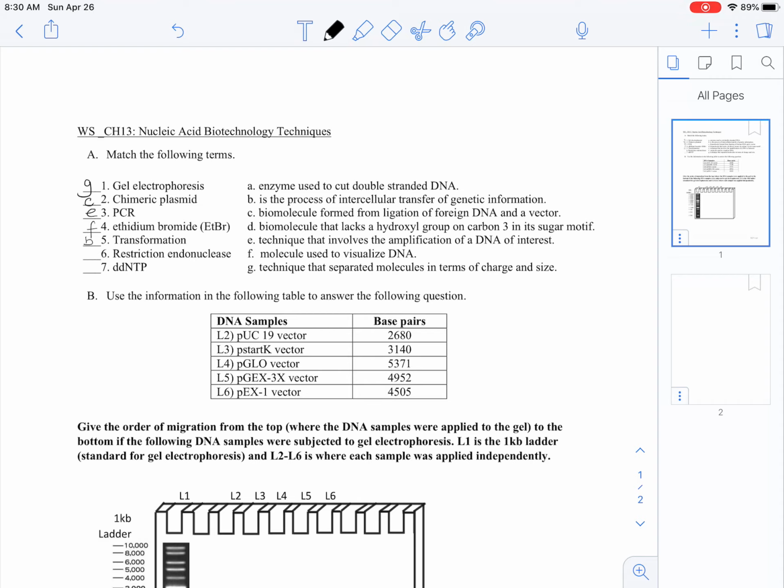Number 6 is letter A. A restriction endonuclease is an enzyme used to cut double-stranded DNA. Number 7, ddNTP is going to be letter D, which is specifically a biomolecule that lacks a hydroxyl group on carbon 3 in its sugar motif.